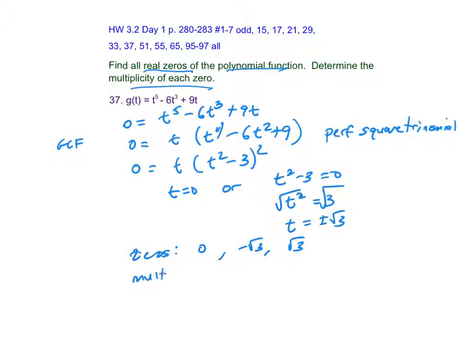And in terms of the multiplicities, I want to know how many times each of these zeros occurs. So for the factor of t, that occurs one time. T occurs once, so its multiplicity is 1, which is odd. And for the factors that come from this t squared minus 3 factor, that whole factor is squared, which means negative root 3 and root 3 are zeros twice, so their multiplicity is 2, which is even.